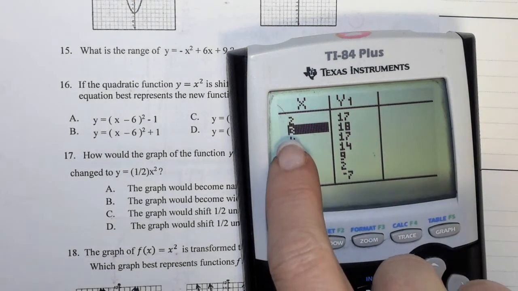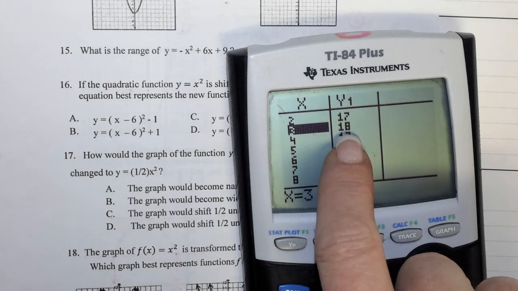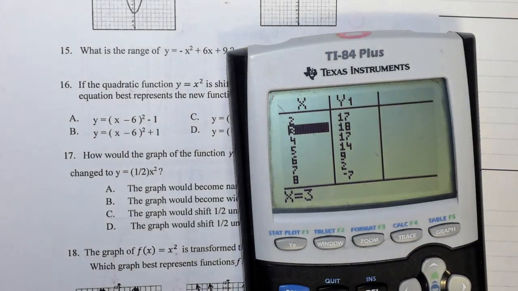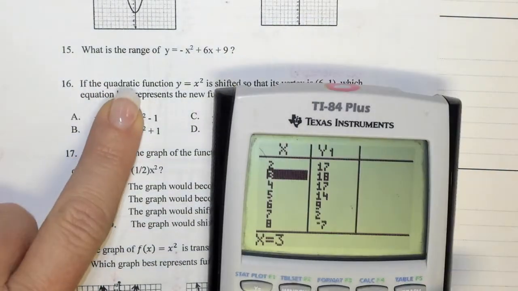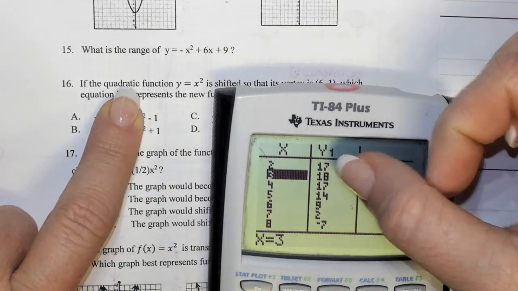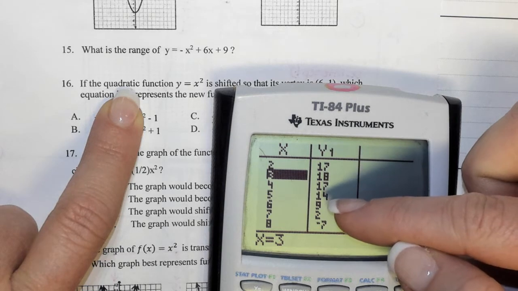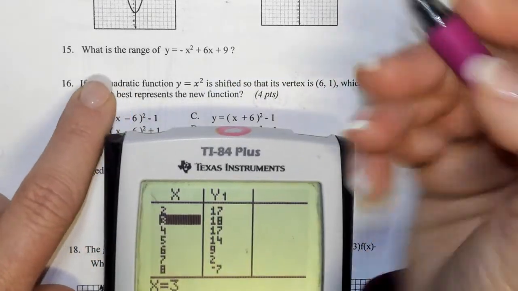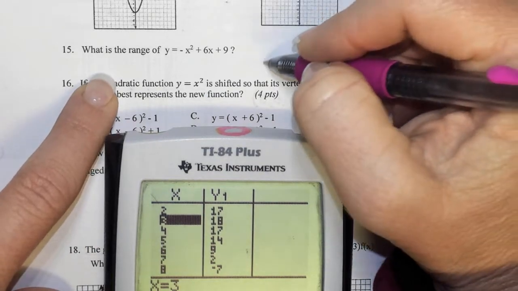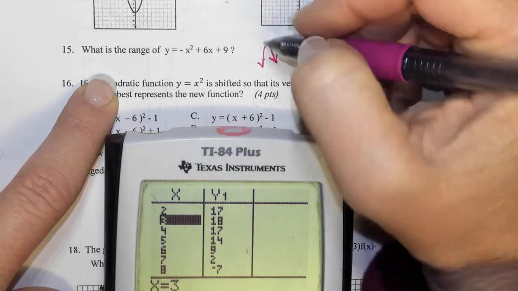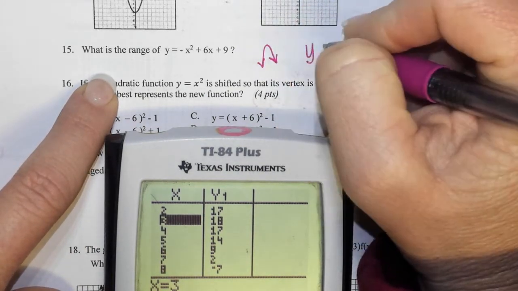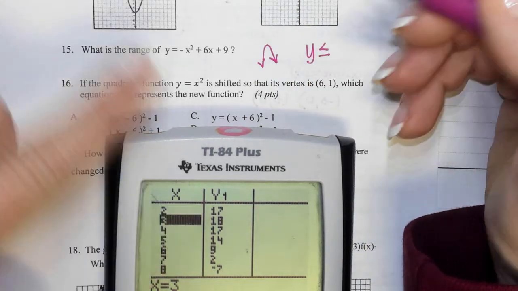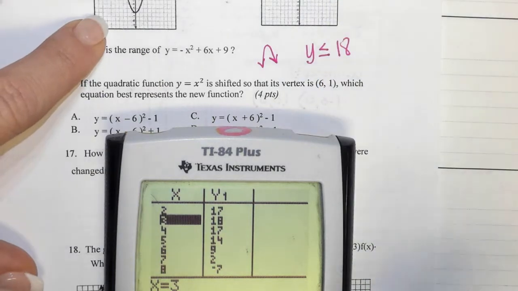So I see that my vertex is (3, 18). And I know that because I have these repeating 17s on each side of the 18. And then I also can see that from 18, when I go down, my numbers are decreasing. So since they're decreasing, that means my parabola would be facing down. So therefore, I'd have y is less than or equal to, and again, I'm using the y value for my vertex, which would be 18. So that would be my range.